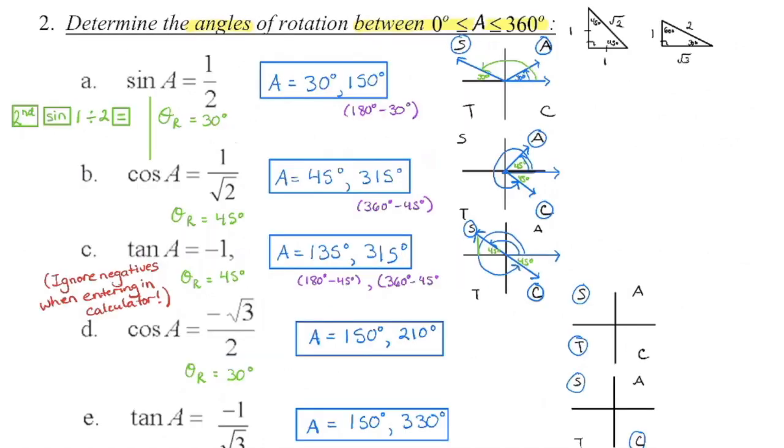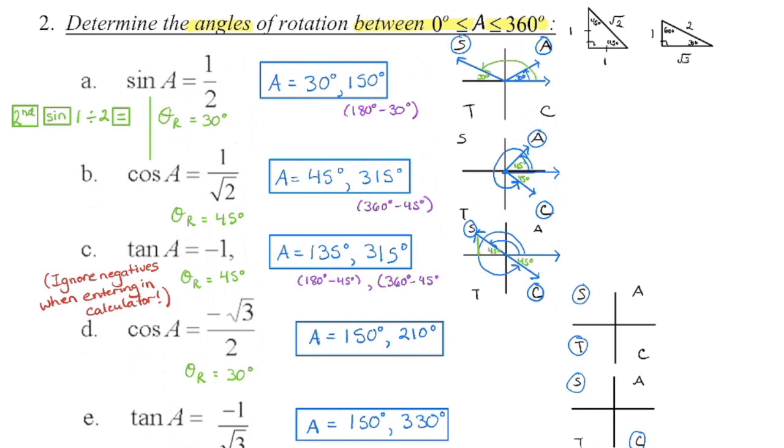Another type of question you're going to see is where you're asked to determine all angles of rotation between 0 degrees and 360 degrees. Sometimes you see a theta here. In this case, we're using an A because in each of these examples, they're using capital A to represent the angle. This is similar to what we did before. So in grade 10, you just go second function sine and then enter that ratio to get your angle.